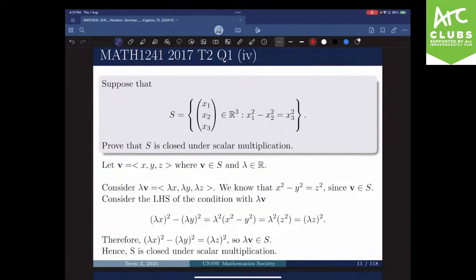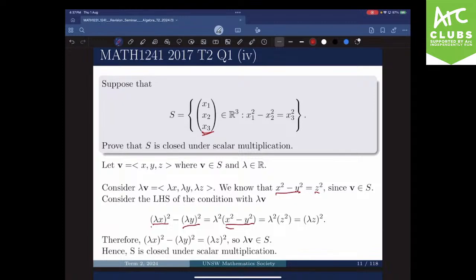And we note that x squared minus y squared equals z squared, since this vector v here is in S. So we consider this vector lambda v, and we consider the left-hand side of this equation. We can see that this left-hand side would just be lambda x squared minus lambda y squared. So what's this equal? If we distribute it, we can factor out the lambda squared, and we get lambda squared times x squared minus y squared. And we know that x squared minus y squared is equal to z squared. So we get that this is just lambda squared times z squared, or lambda z squared.